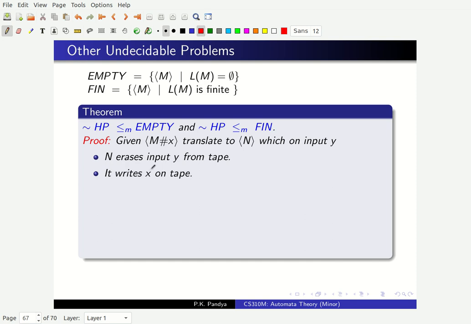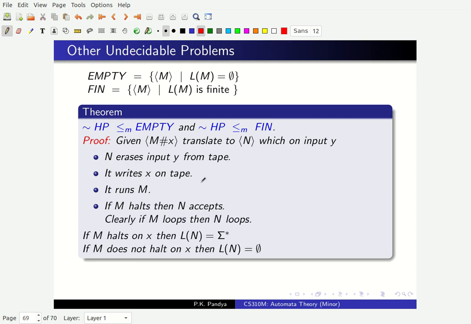Next, it will go and write X on the input tape. So it will replace Y by X on the input tape. And then it will start mimicking M on this X. That is, the transition table of N will have the same transitions as M. So in the first phase, it will erase Y and write X on the tape. In the second phase, it will just run the transitions of the Turing machine M, right?